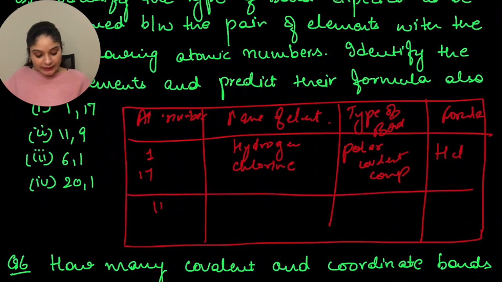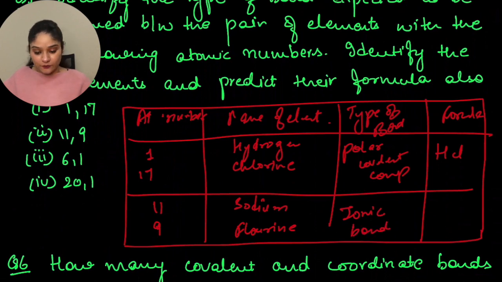Let's move to the next one. 11 and 9. So 11 is sodium and 9 is fluorine. What kind of bond will they form? They will form an ionic bond. And what will be the formula for that? That will be NaF.